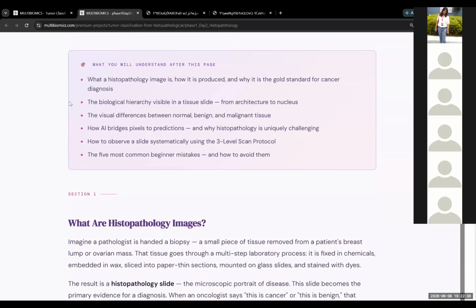Understand? So how do you do this? The AI will just look at the pixels. I'll tell you later on how the pixels are converted into mathematical numbers. So how to observe a slide systematically? Before you teach your computer, again and again I'm telling you, you must know. So there's a 3-level scan protocol. We will look at that later. The 5 most common beginner mistakes and how to avoid them, that also we will do.